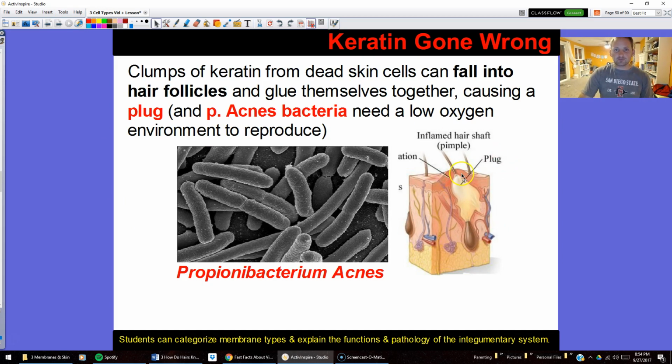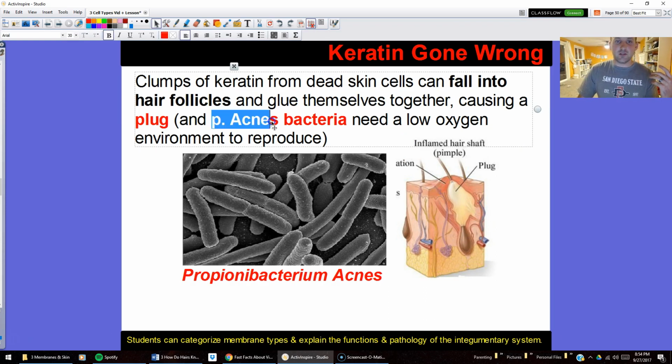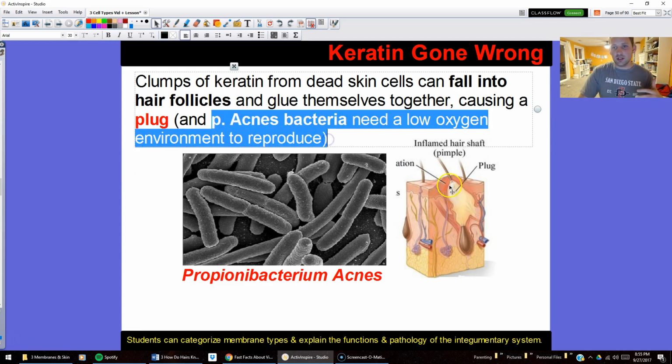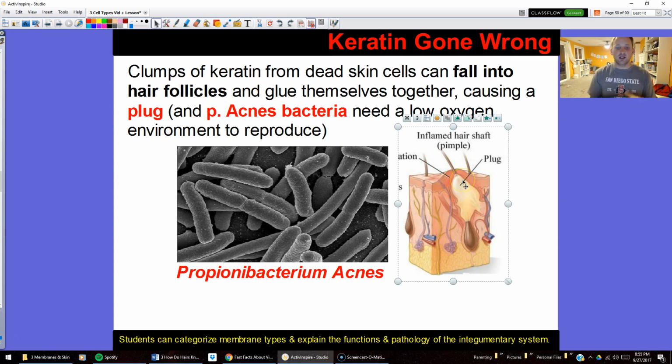Clumps of keratin can actually slough off of your stratum corneum and fall into this duct, this hair follicle duct, and plug it. They basically glue themselves together and plug it. And then inside, all of this sebum builds up behind the plug. And then if there's an infection of a type of bacteria, P. acnes, a family of bacteria, for them to proliferate and reproduce, they need low oxygen. So you need that plug so no oxygen is getting in. Then you have this buildup, this infection of bacteria.